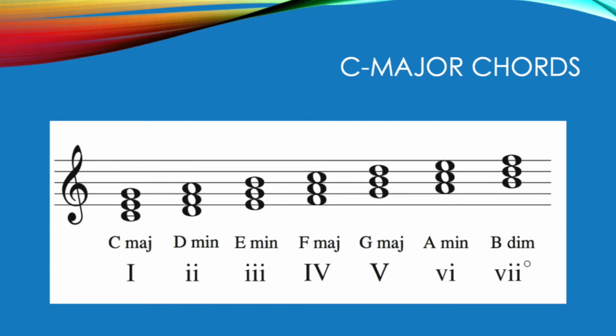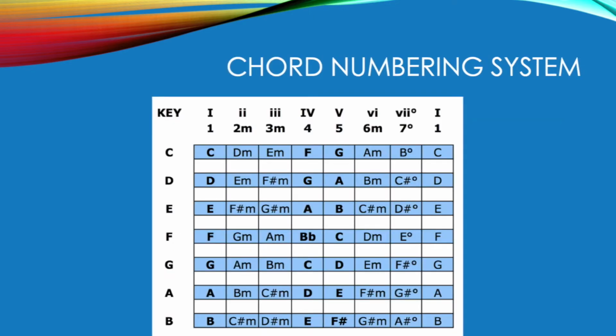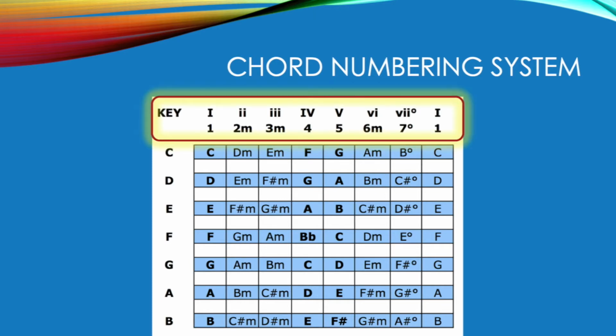3 of them are major, 3 of them are minor, and 1 is diminished. And this pattern holds for any key, as we see here. Here we see a variety of keys, but in all of those keys, the 1 chord is a major, the 2 is a minor, the 3 is a minor, and so on. So in the first line, we see the C major scale chords that we saw in the previous slide.